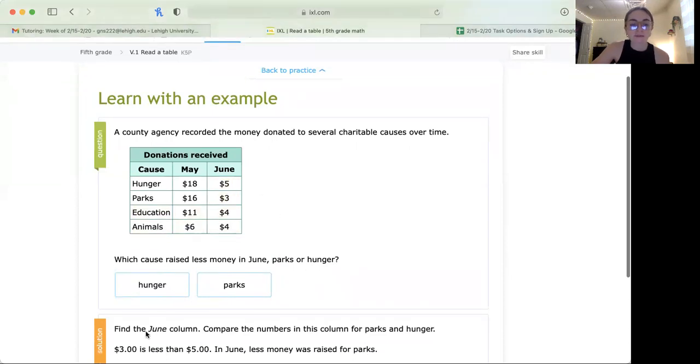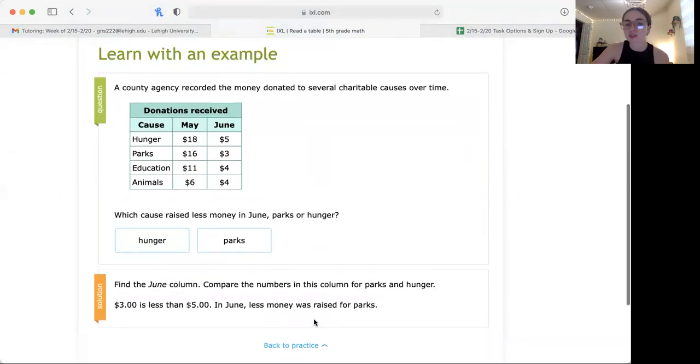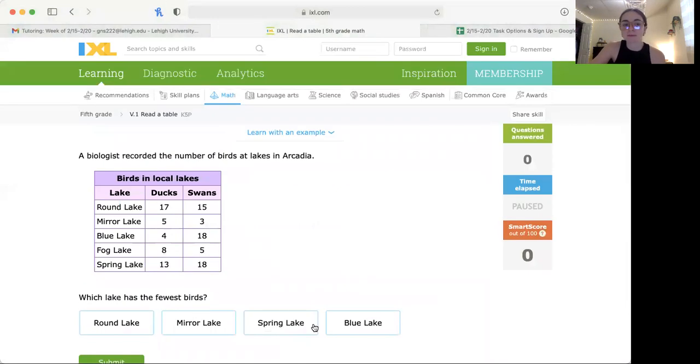It says, in the solution, we find the column June and we compare the 2 numbers in the column for parks and hunger. Parks has $3 and hunger raised $5. Since $3 is less than 5, parks raised less money in the month of June. So that is what we're going to answer. You would click this, but this is just a practice. So now we're going to go through an example together.